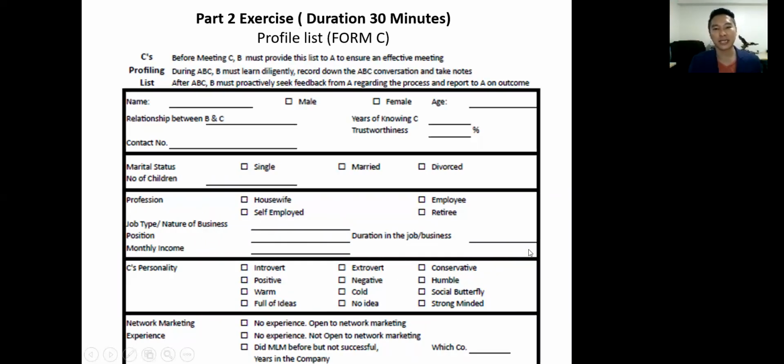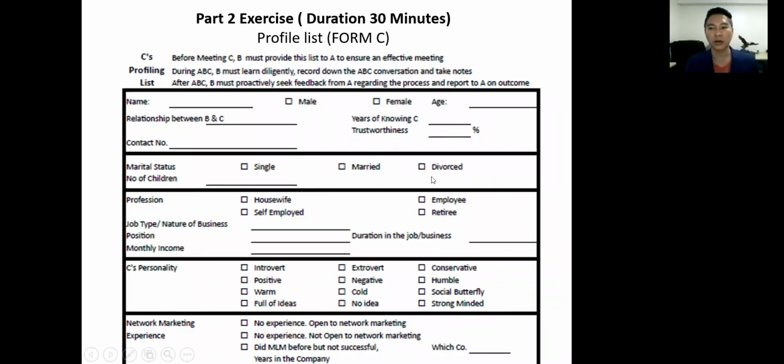All right. So this part of it is the Form C. Form C itself is very straightforward. After the name list is done, you do a Form C. So you fill out the name, of course the gender, the age, and how long you have known C. Basically, does the person trust you? Percentage: you can put 50%, or maybe 80% for someone very close to you. And of course the relationship between you and C, the contact number, and marital status: single, married or divorced.